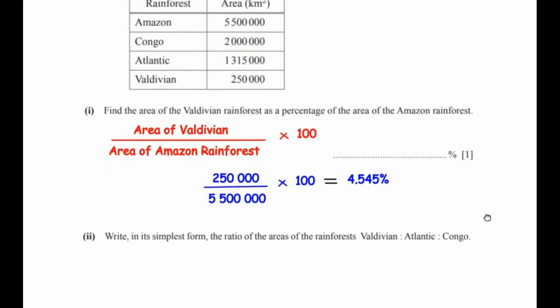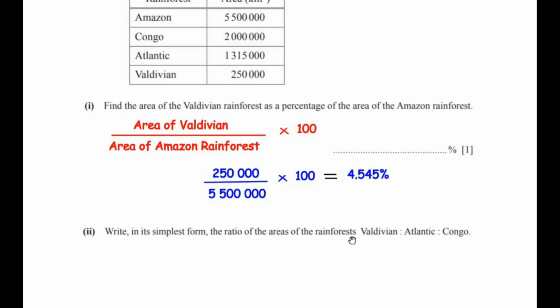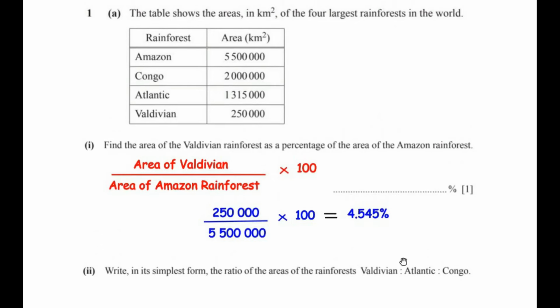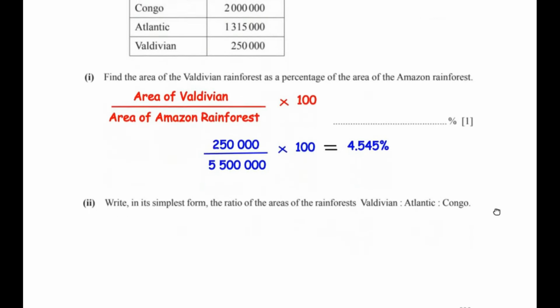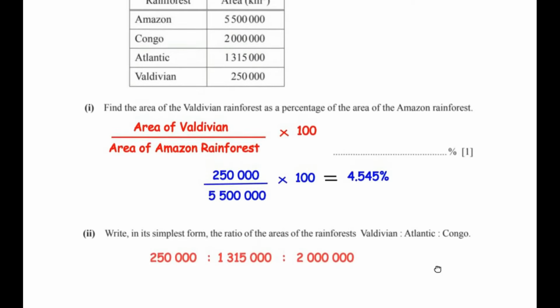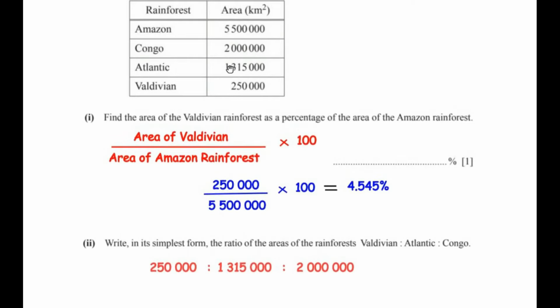Now let us look at the second sub-question. Write in its simplest form the ratio of the areas of rainforests Valdivian is to Atlantic is to Congo. So here basically we have to write the respective areas of these rainforests as a ratio. So we are going to make use of this table and write the respective values of the areas. The area of Valdivian rainforest was given as 250,000 in the table. Now area of Atlantic is 1,315,000 and area of rainforest in Congo is 2 million.